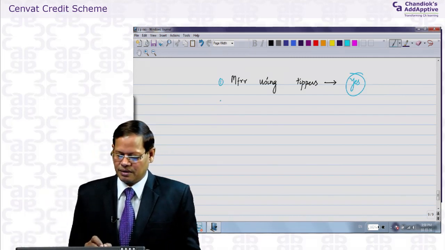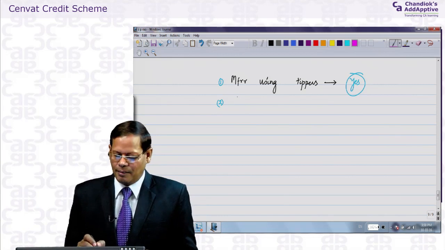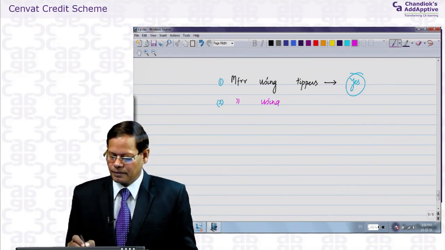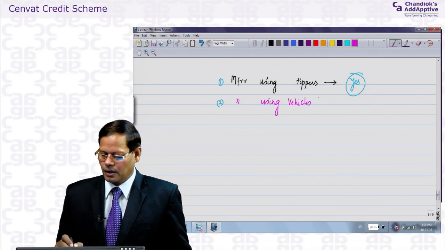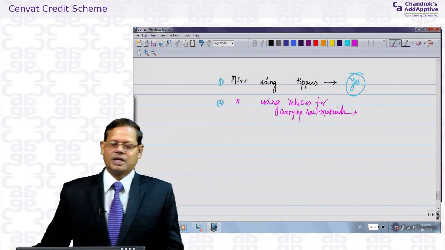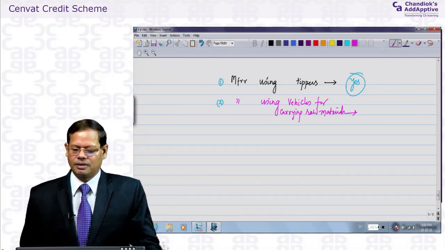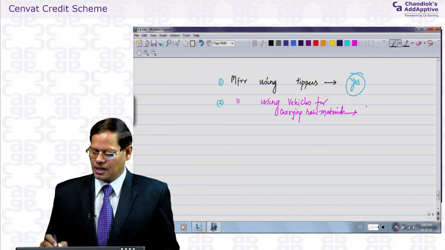So, second question. A manufacturer is using a vehicle for carrying raw material, because he uses raw material, he processes them. Whether it is yes or no, is it capital goods for him? What is your answer? If you answer this question, your maturity level is very high. Yes or no? The answer is no. Why is this no?